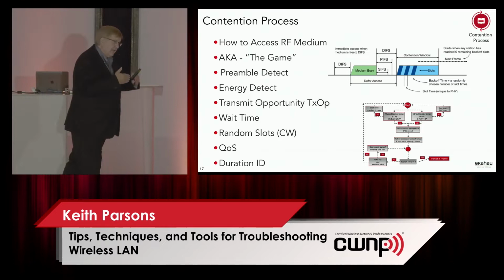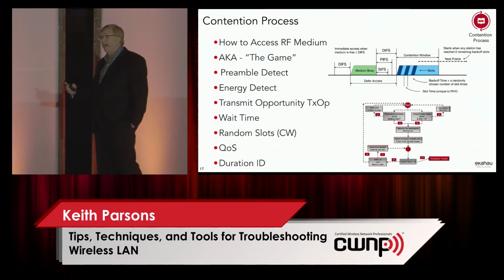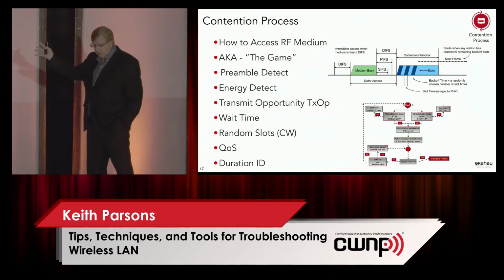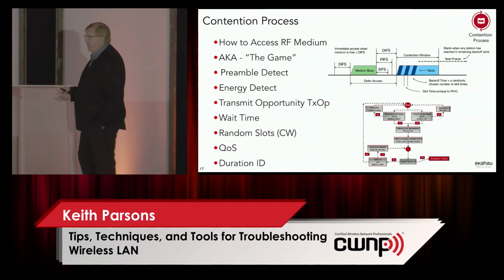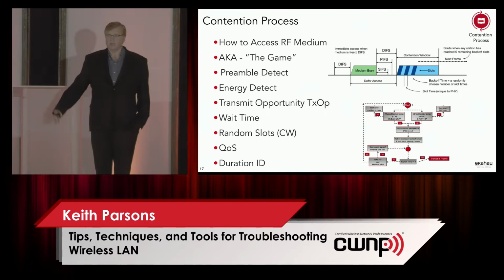In Ethernet, Ethernet has a random backoff timer, but it doesn't trigger until after there's a collision. We have a collision, then we have a random backoff timer. In wireless, we have a random backoff timer in front of every single frame. How does that work? You need to understand how that works. We have preamble detect, we have energy detect, there's a TXOP that comes out because of that. There's a wait time, random slots, countdown to zero, I win, I transmit, and then the entire cycle starts all over again.